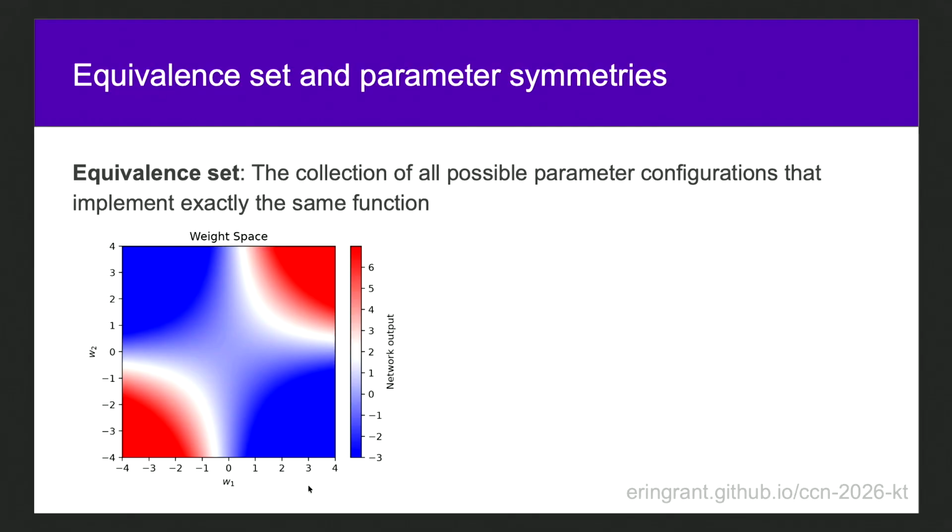Okay, so in this weight space, we can think about what I've just described with these white curves as equivalence sets. This is a collection of all possible parameter configurations, like square root of 2 and square root of 2, and 2 and 1, and 1 and 2, and minus 2 and 1, and we collect them all together. If we have them all collected, that's the equivalence set. So this is all possible parameter sets that implement exactly the same function.